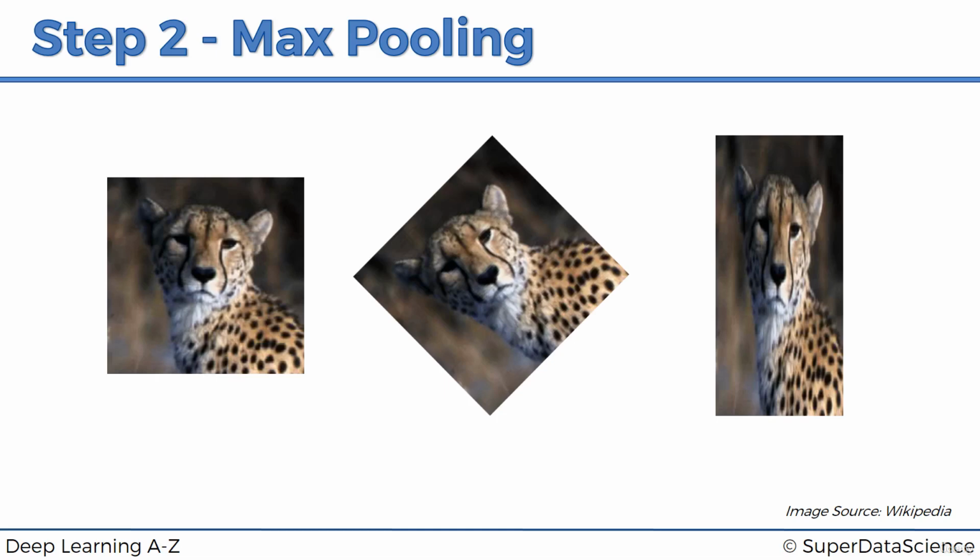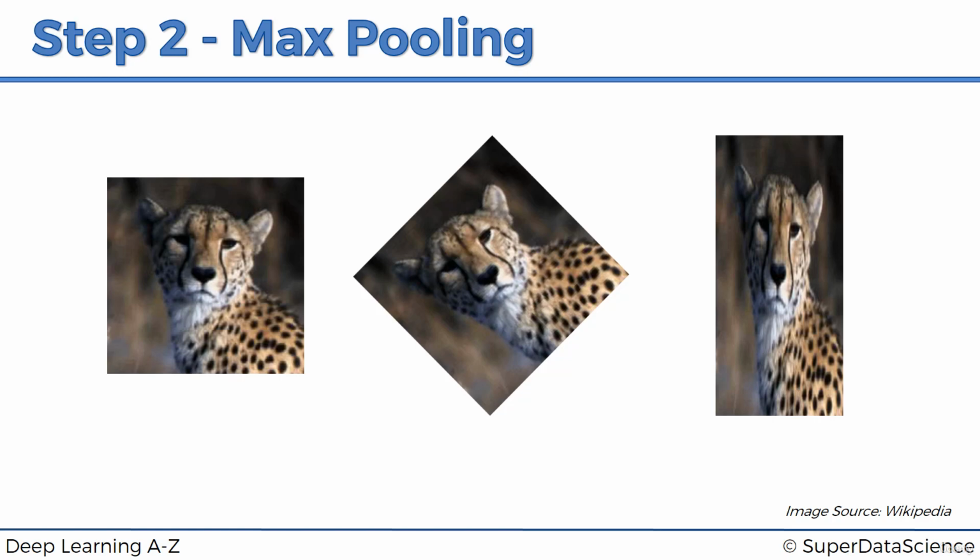Well, to answer that question, let's have a look at these images. On these three images, we've got a cheetah. In fact, it is the same exact cheetah. On the first image, the image is positioned properly and the cheetah is looking straight at you. On the second image, it's a bit rotated and the third image is a bit squashed. And the thing here is that we want the neural network to be able to recognize the cheetah in every single one of these images.